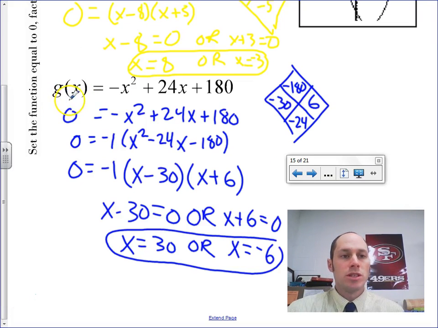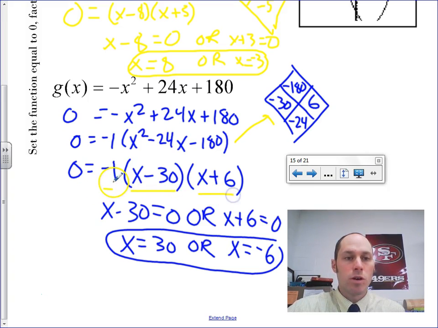Okay, so we substitute 0 in for the g of x, and then I factored out a negative 1, and then I made my diamond from that. Found my factors of negative 30 and 6. It's going to be a product of negative 180 and a sum of negative 24. So I knew that either these equal 0, and since negative 1 can't equal 0, I'll just use x minus 30 equal to 0. So x would be 30, or x plus 6 equals 0. So x is negative 6.